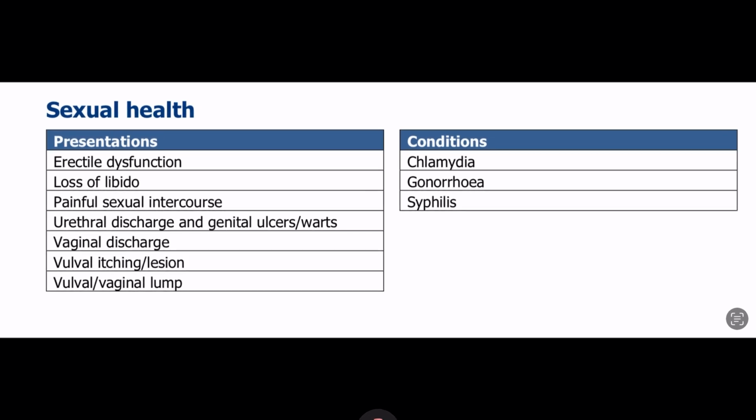The first presentation that a patient can present with is erectile dysfunction. In this case of erectile dysfunction, it can be an elderly patient or an adult patient, and they will present with erectile dysfunction. Now, it can be caused by a number of factors.